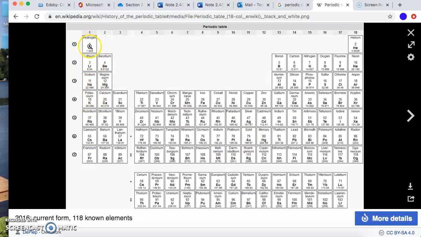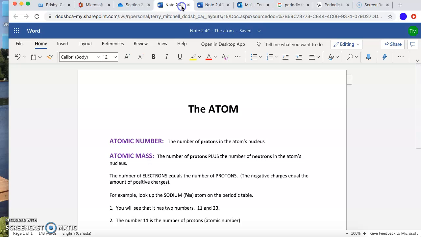And of course, hydrogen atoms are different than lithium atoms, and lithium atoms are different than beryllium atoms. So we're going to go over what makes them different and a little bit about them. So first of all, the atomic number. This is the number of protons in an atom's nucleus. So an atom is made up of three parts. In the nucleus, which is in the center, it's made up of protons and neutrons. And then circling around the outside are electrons.